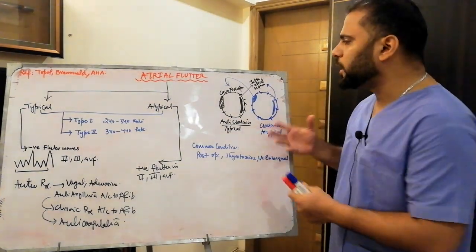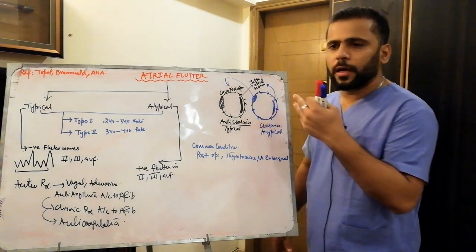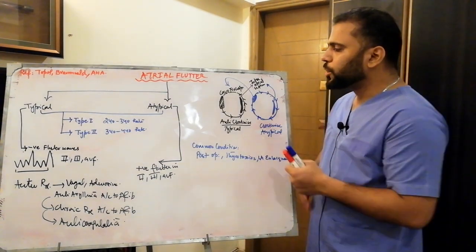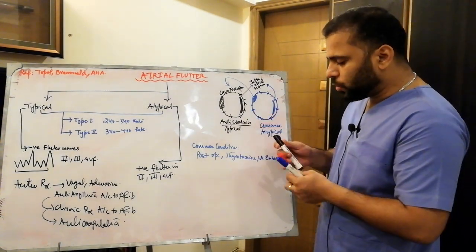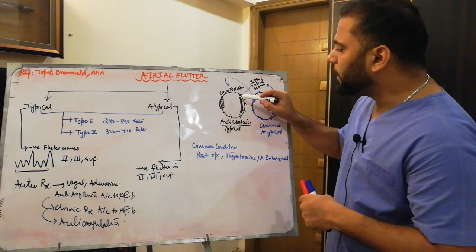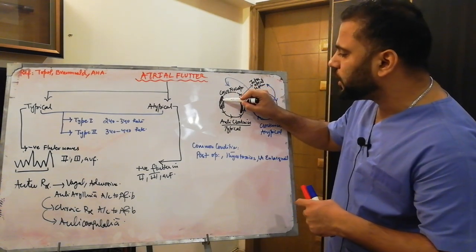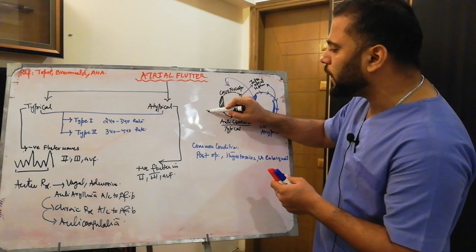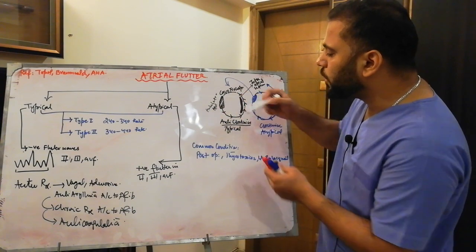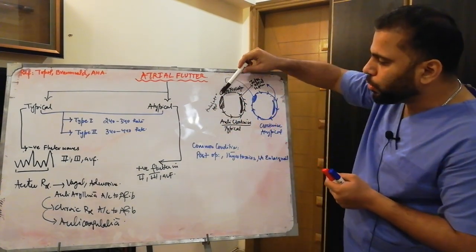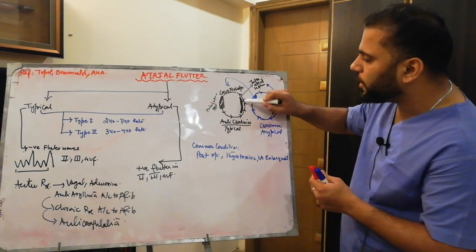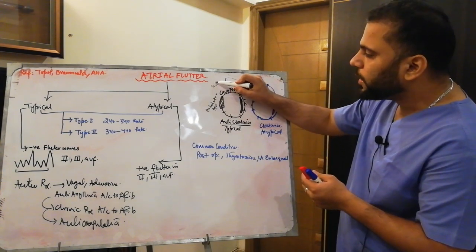So what is the pathophysiology? How does this flutter occur, and how does it make a circuit in the heart? In typical flutter, it spreads and makes a circuit in an anti-clockwise fashion. How? It goes down through the cavotricuspid junction, the anterolateral side of the atrium, and then goes up through the intra-atrial septum, between the right atrium and left atrium.